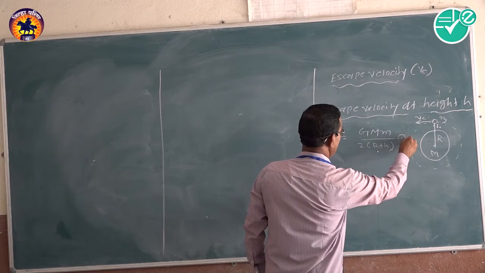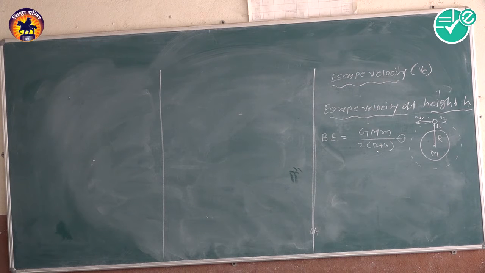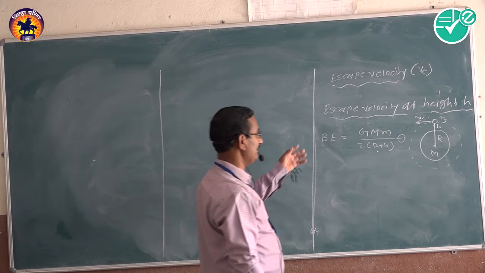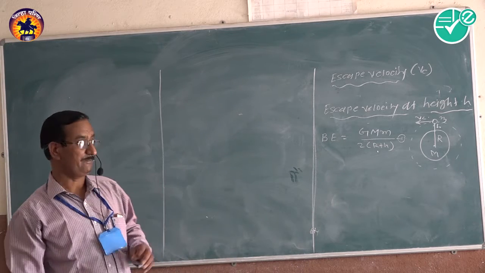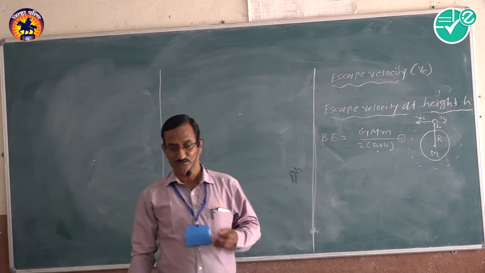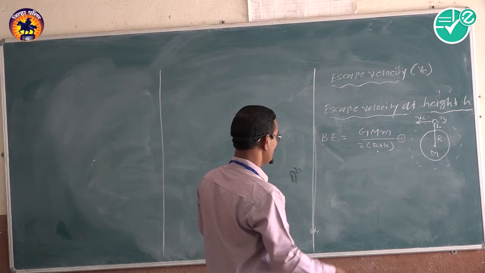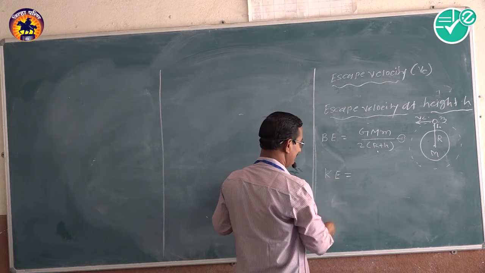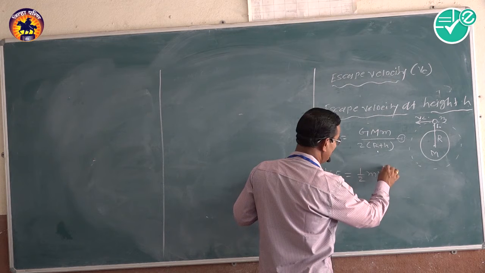That is equation 1. But we have to know that for the satellite which is revolving at height h to escape from the surface of Earth, there is a necessity of kinetic energy to overcome its rest condition at height h. Then kinetic energy of the satellite is KE is equal to 1/2 m v square.